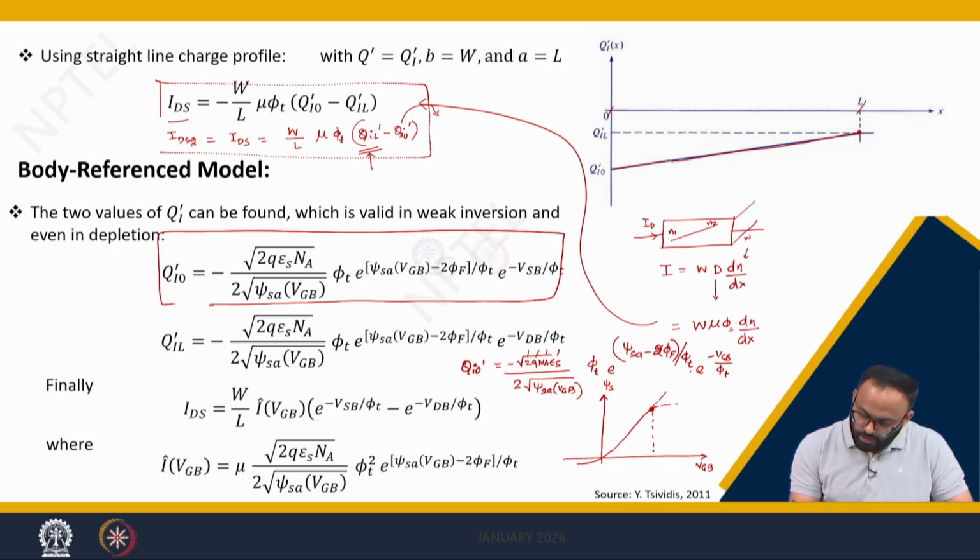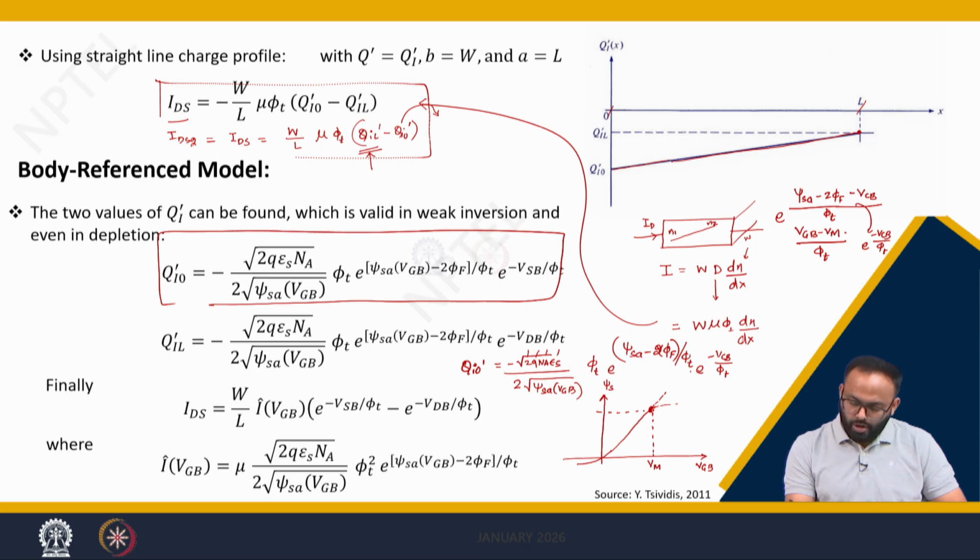At that moment, we wrote this equation, instead of psi Sa minus 2 phi f minus Vcb, we have written Vgb minus Vm divided by phi t, and the other term will come as e to the power of minus Vcb divided by phi t. This is phi t e to the power, correct? So this equation was derived for a special case, or at the boundary when this curve just bends towards the fixed value of 2 phi f, correct?